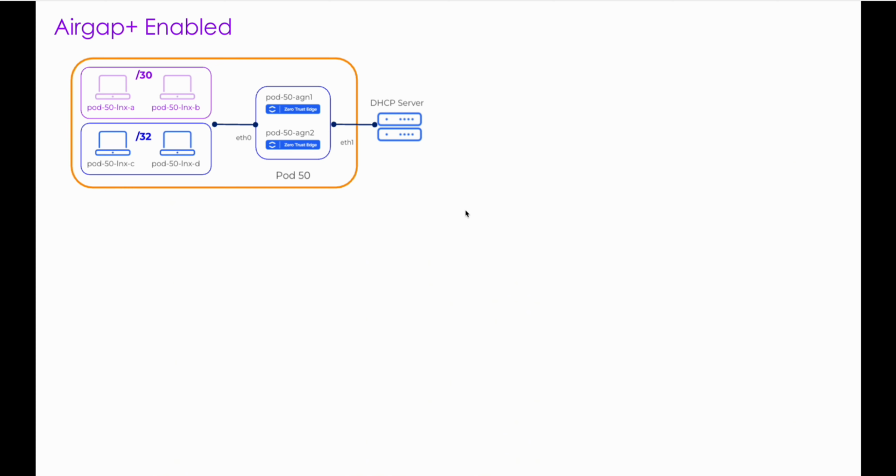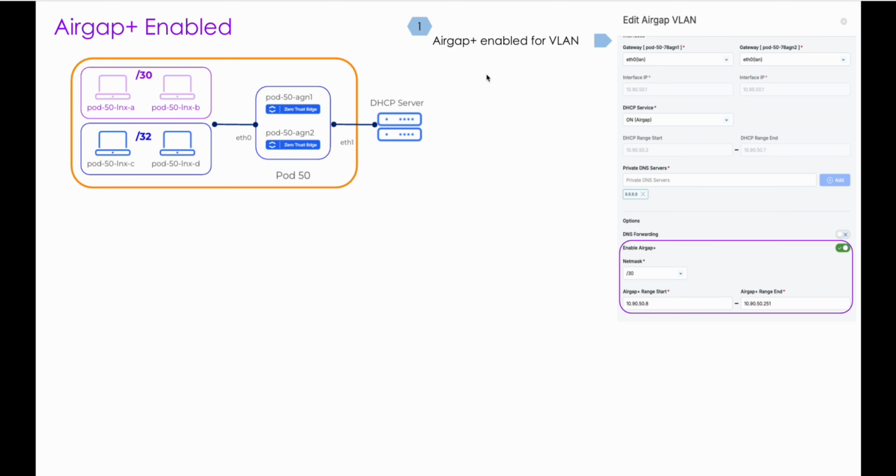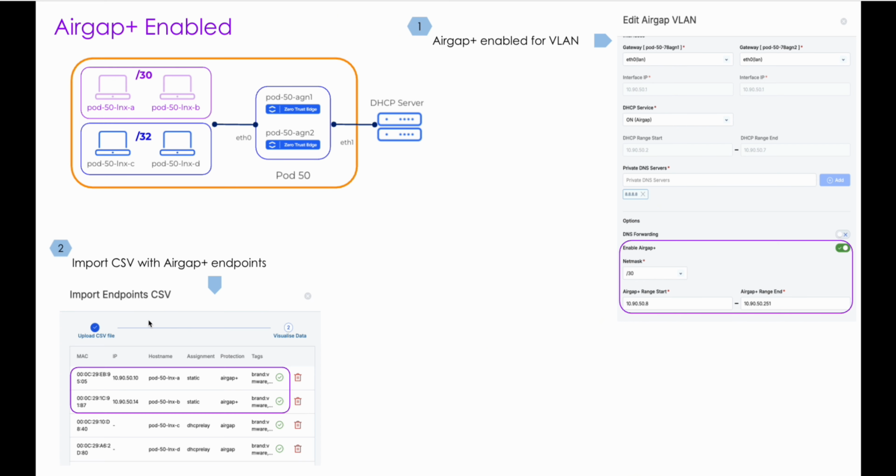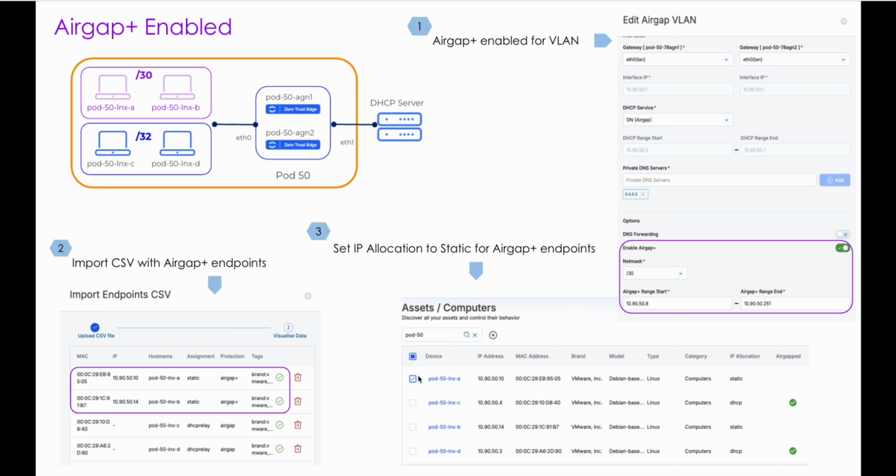The three configuration steps required are: number one, we'll enable AirGap Plus at the VLAN level, defining that it's a /30 micro-subnet with the AirGap range. Then we'll have an endpoint CSV imported in the AirGap configuration. And finally, we'll change the IP address from DHCP to static for the two endpoints that will move into the micro-subnet of /30.